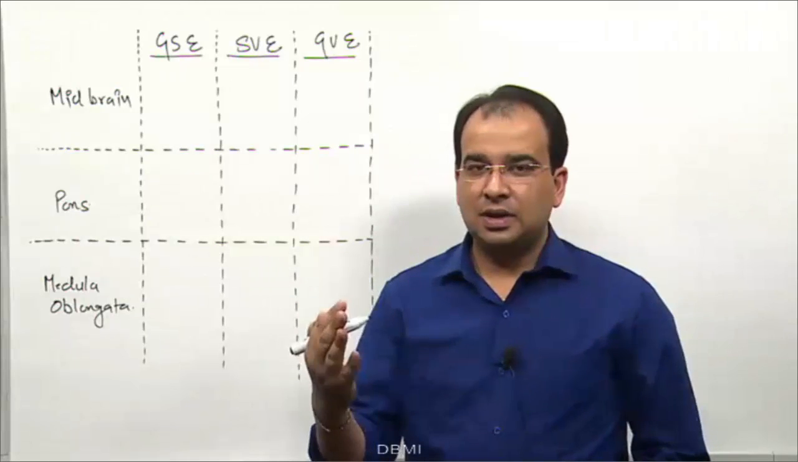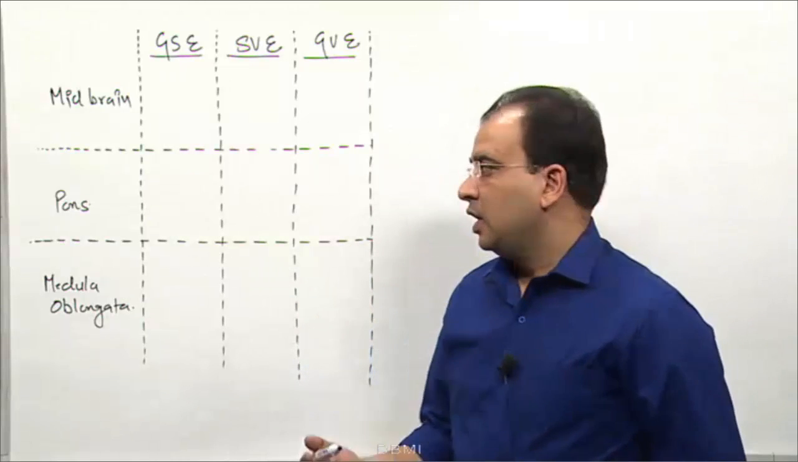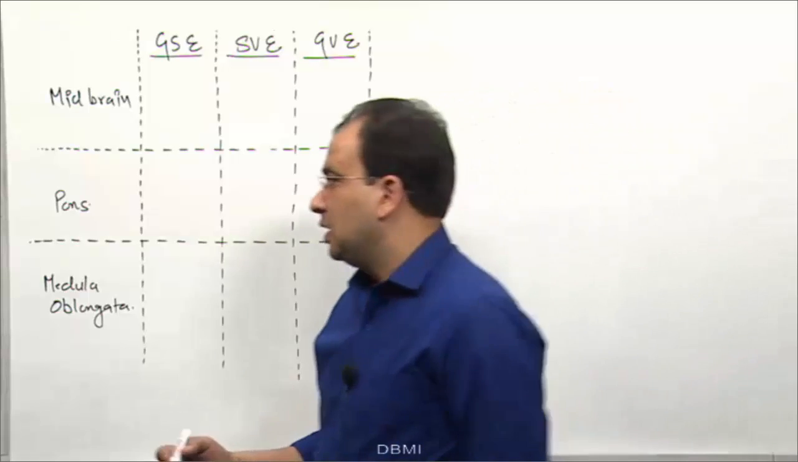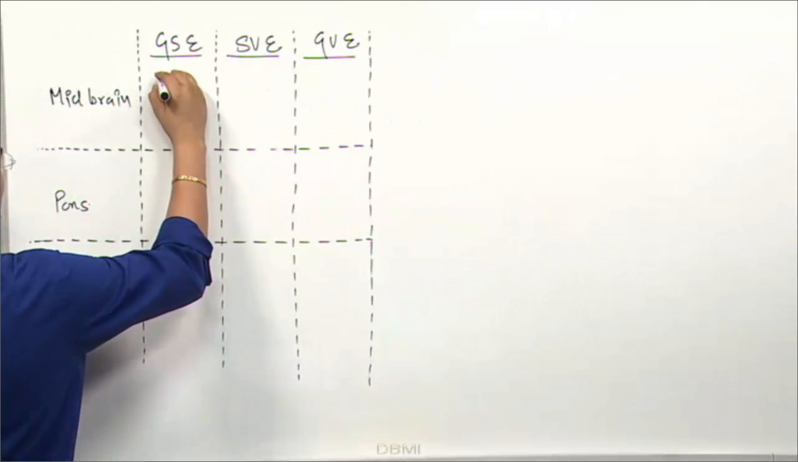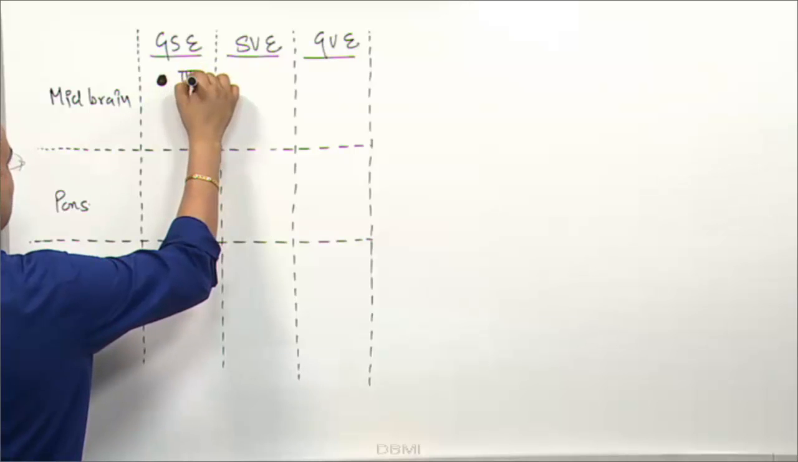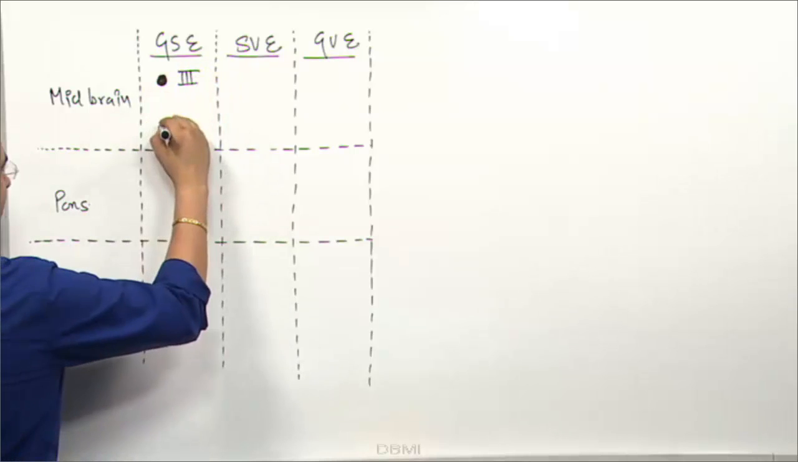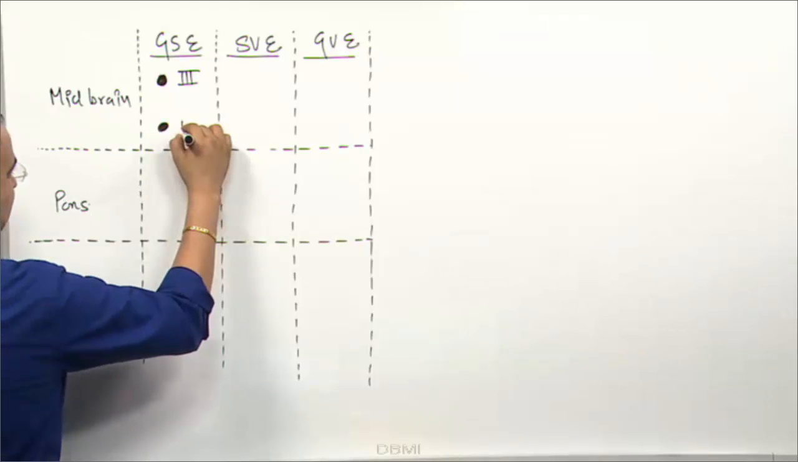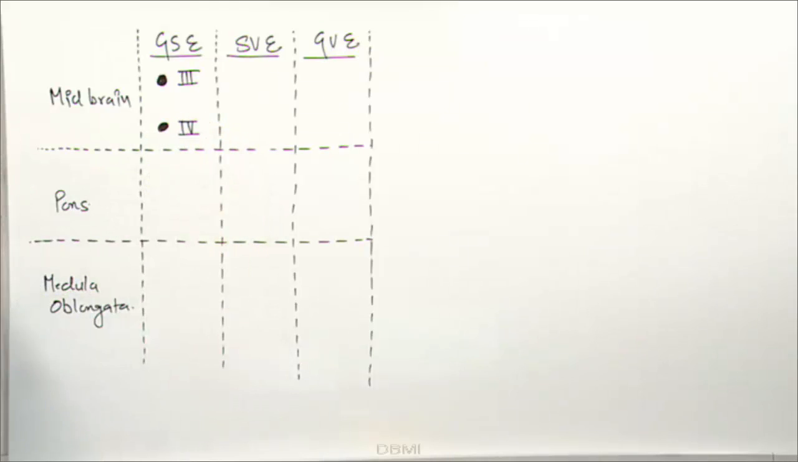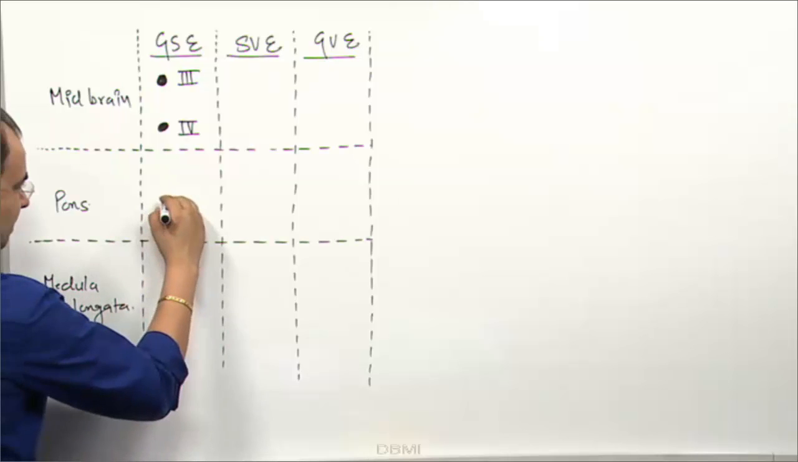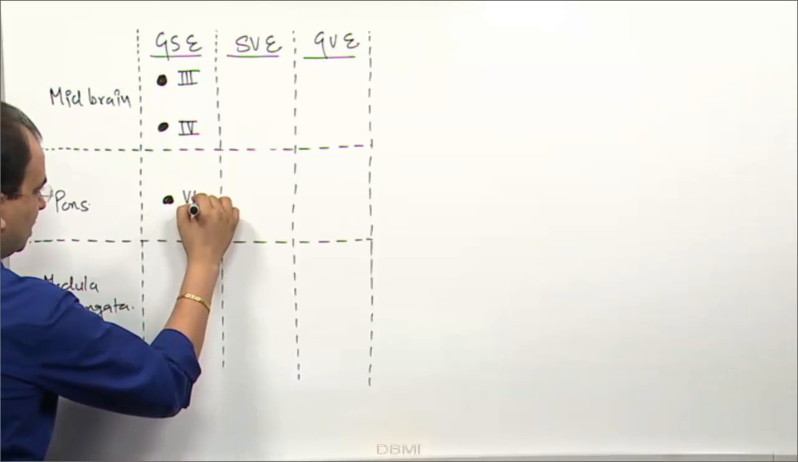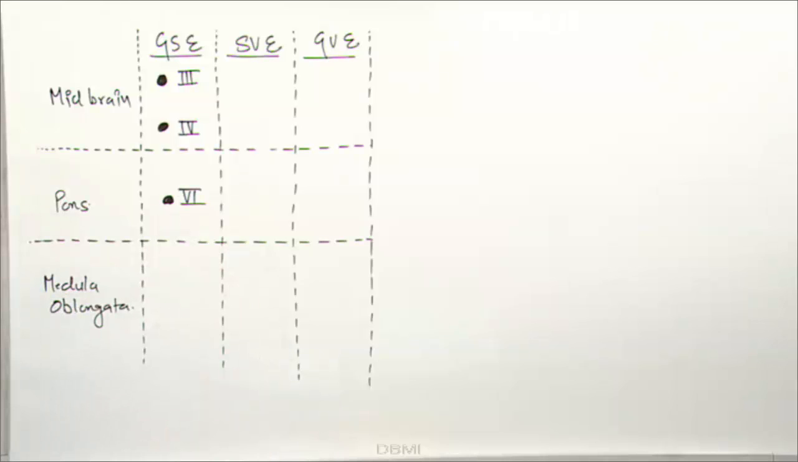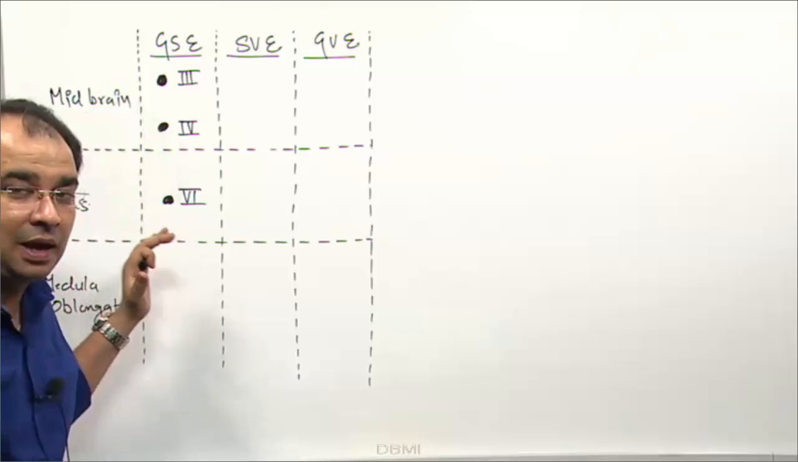The 3rd nerve, the 4th nerve and the 6th nerve: oculomotor, trochlear and abducens. So guys, oculomotor nucleus is present in the midbrain, trochlear nucleus is also present in the midbrain, and abducens nucleus is present in the pons. So 3rd, 4th nuclei are present in the midbrain and the 6th nucleus is present in the pons. So these are the nerves which will supply the extraocular muscle.